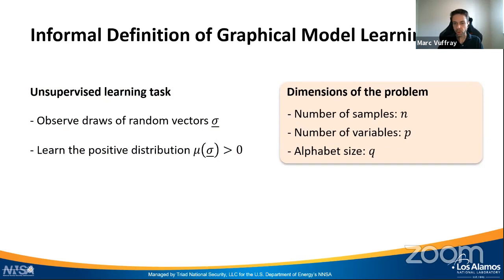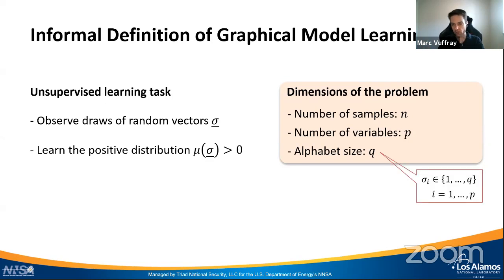The dimension of the problem is that you have a certain number of samples available that I will denote by n, and a certain number of variables in this problem. So the random vector has a certain size, which is p. And of course, here we're talking about discrete graphical models, so the variables also have a certain alphabet q. In general, I will again refer to Ising models as little toy examples. So the size of q is 2, but you can take it as large as you want.